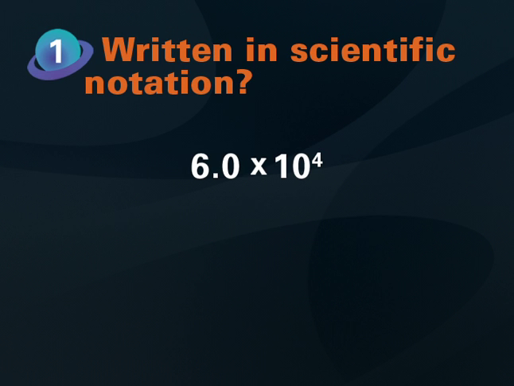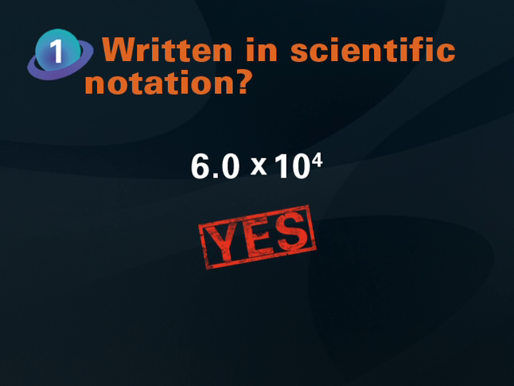In problem 1 of practice set 3, tell whether 6 times 10 to the fourth power is written in scientific notation. This number is written in scientific notation. 6 is at least 1 but less than 10, and the second factor is a power of 10 with an integer exponent.